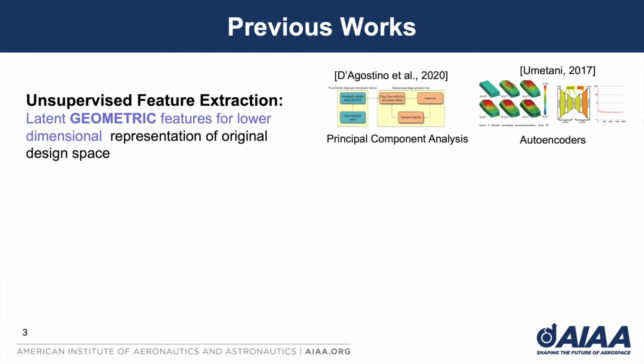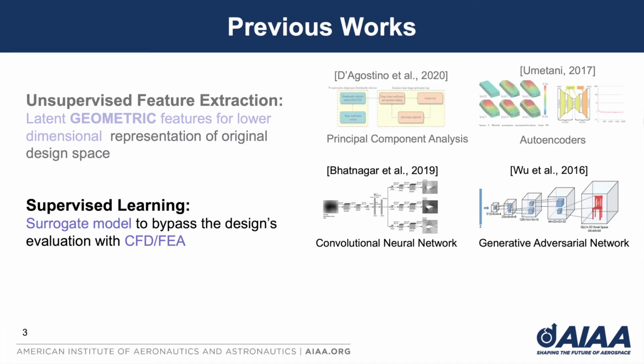Previously, this computational burden was tackled in different ways. For instance, some researchers proposed unsupervised feature extraction techniques which extract the latent features of the design space to create a lower dimensional representation of the original design space. Moreover, recently, supervised learning techniques have also gained tremendous attention to bypass the need for design evaluation with computationally demanding simulation codes such as FEA and CFD.